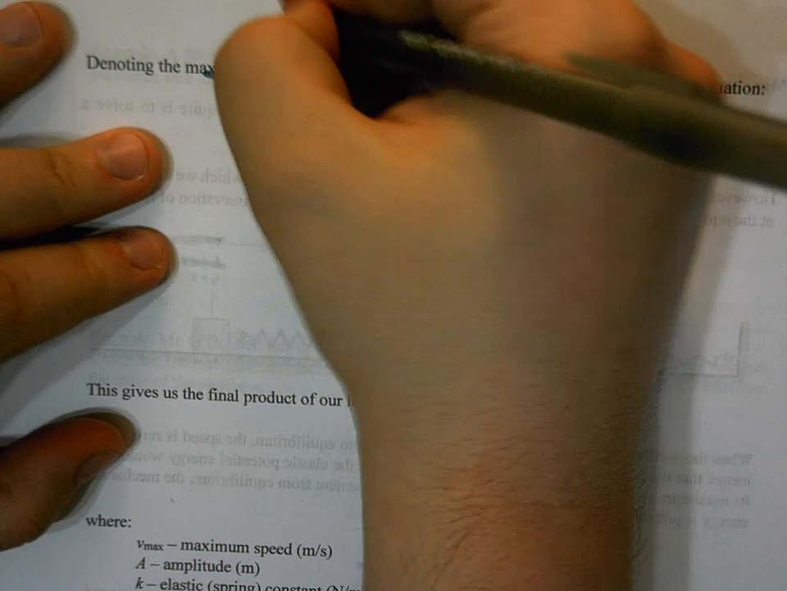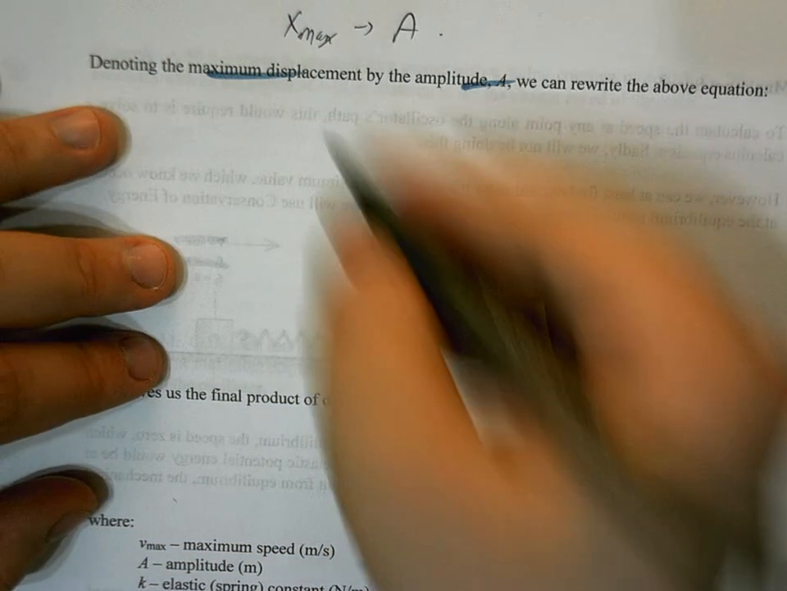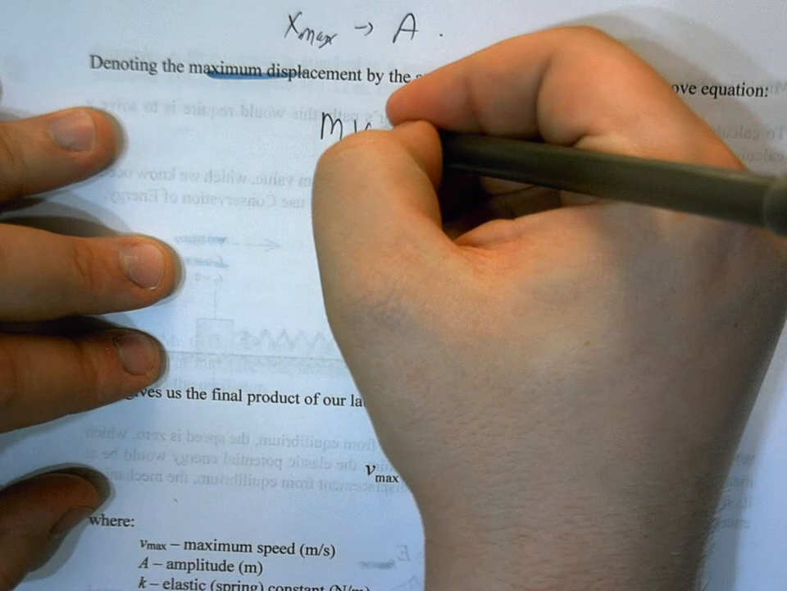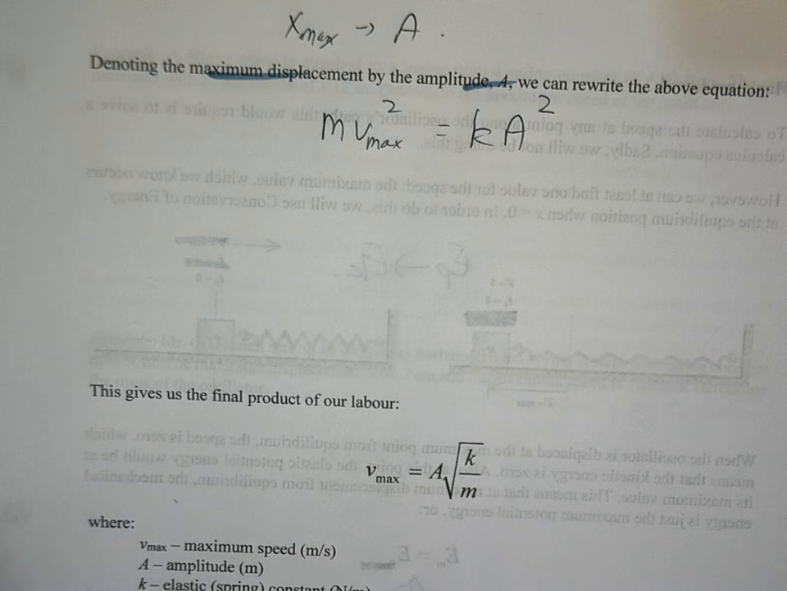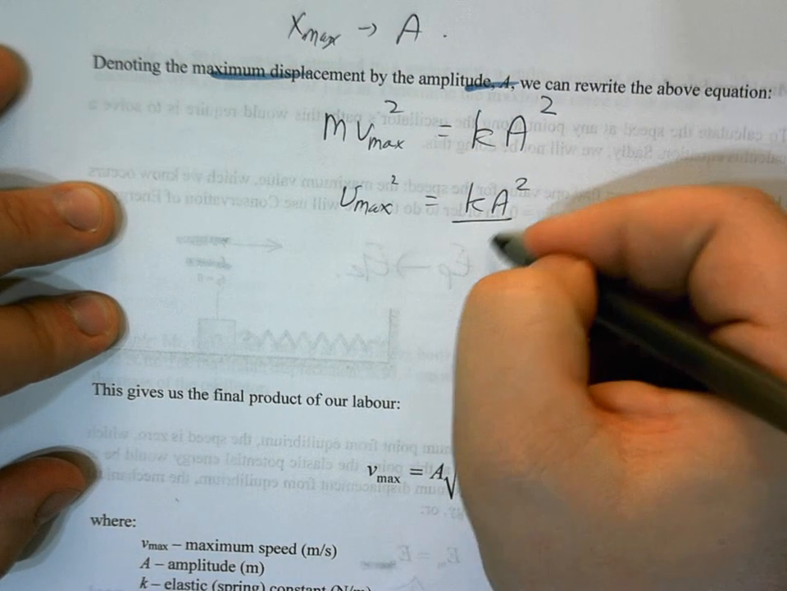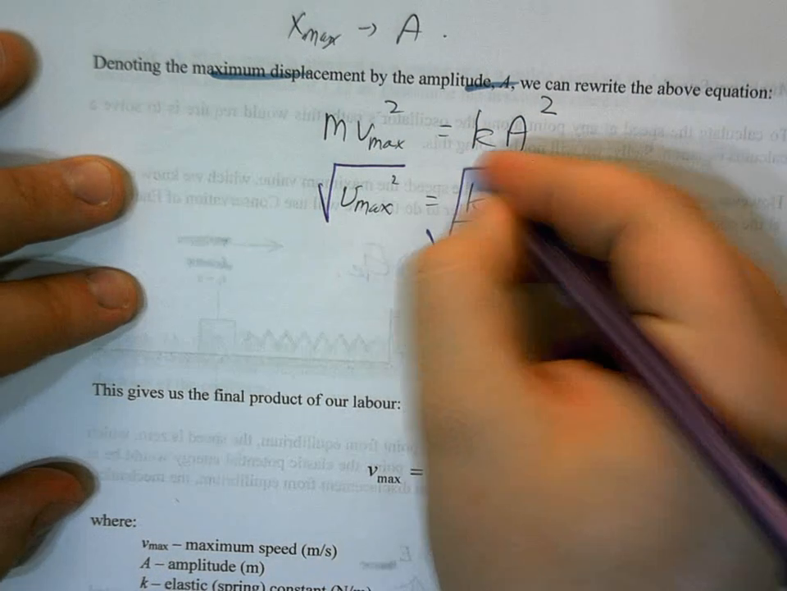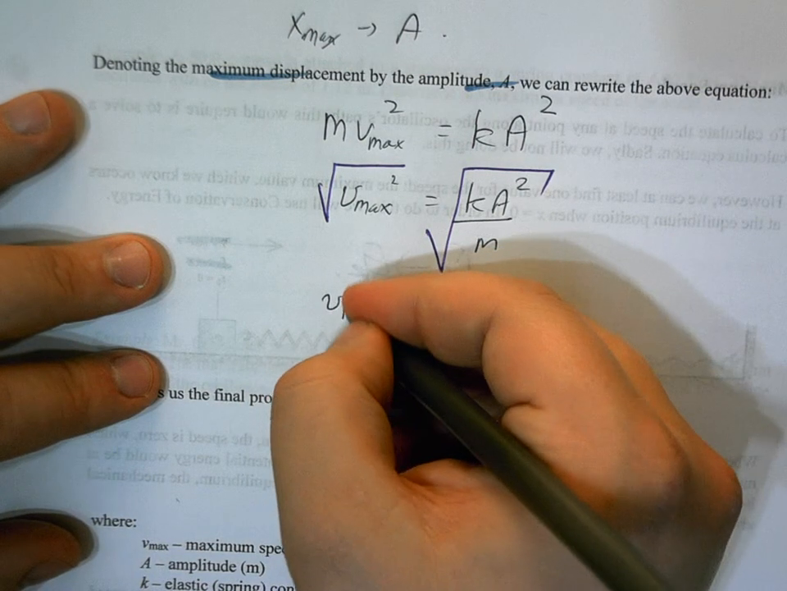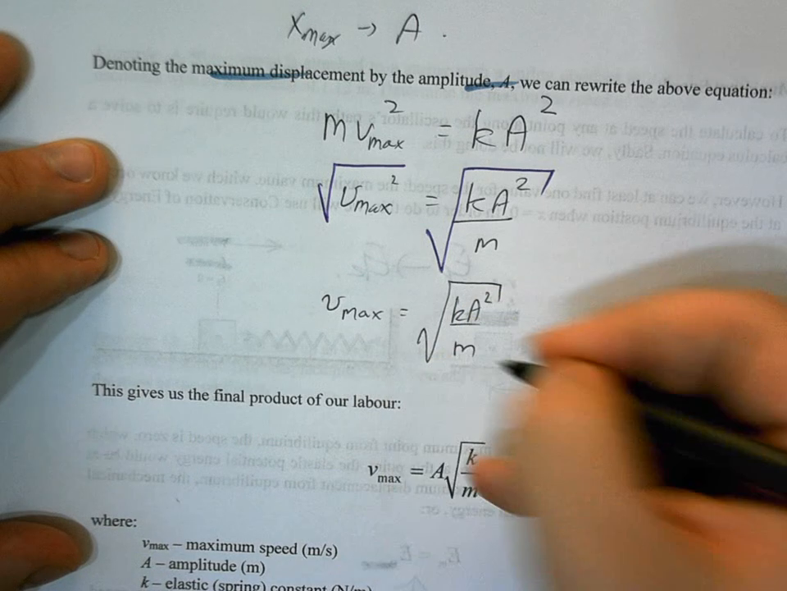First thing is that maximum displacement, we call that the amplitude. So instead of writing x max, we're just going to write that as A. So what I actually have is m v max squared is equal to k A squared. Now I have v max squared is equal to k A squared divided by m. At this point, I can square root both sides. So I get v max equals the square root of k A squared over m.